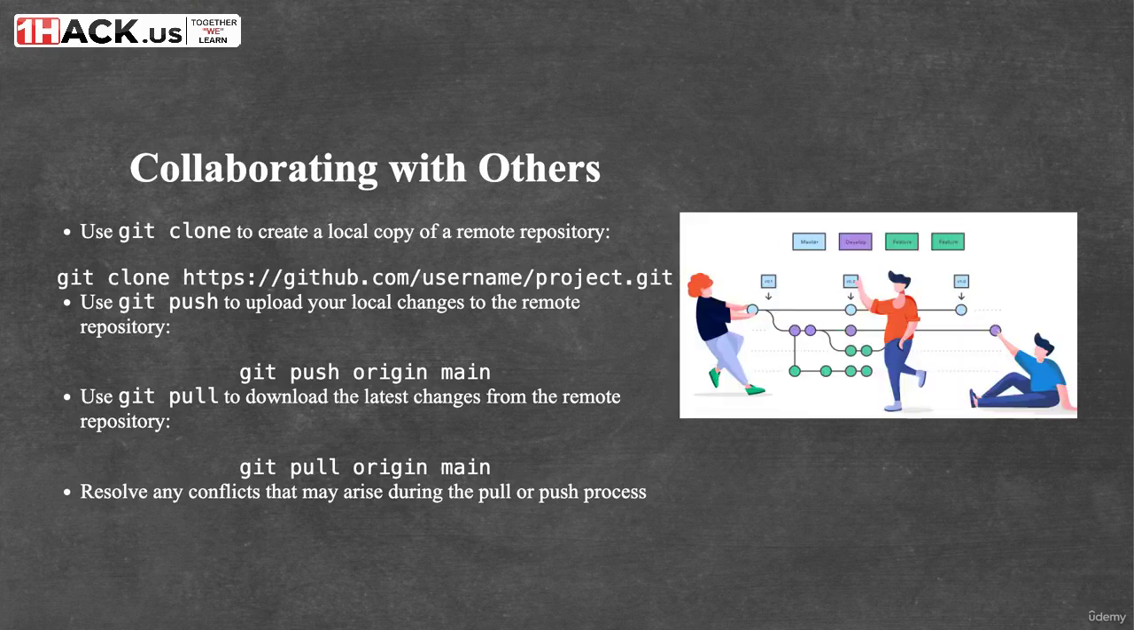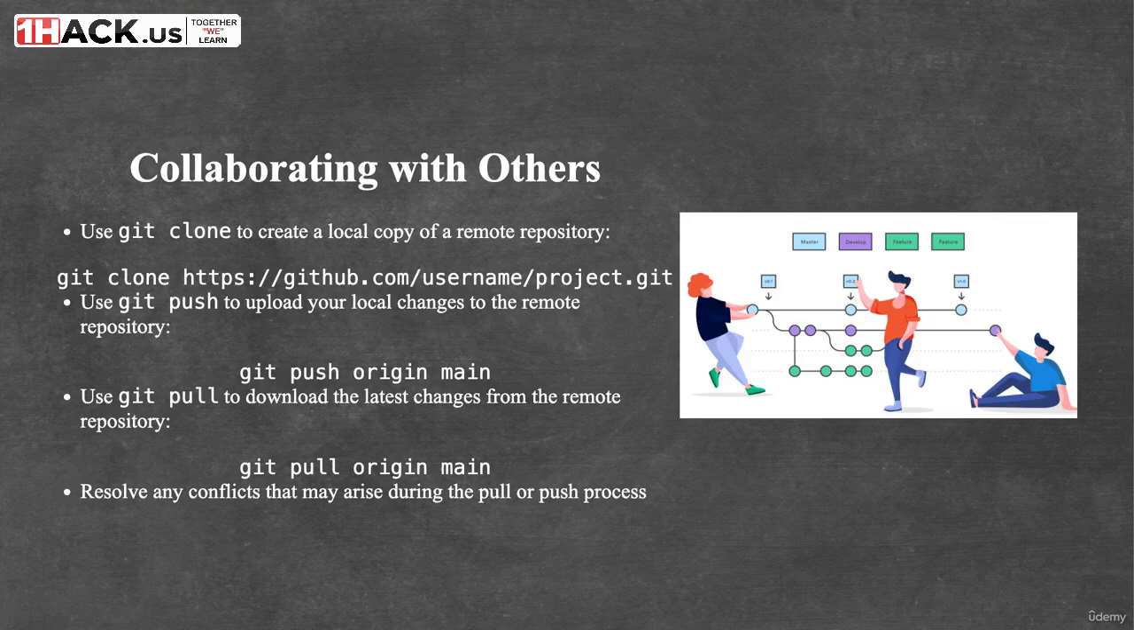Git's distributed nature makes it an excellent tool for collaborating with others on a project. To start collaborating, you'll first need to create a local copy of the remote repository using the git clone command: git clone https://github.com/username/project.git. This will create a local copy of the remote repository on your computer, which you can then start working on. As you make changes to your local repository, you can upload them to the remote repository using the git push command: git push origin main.